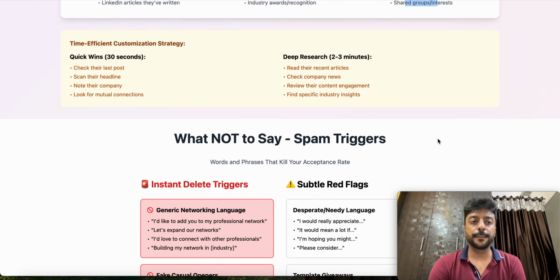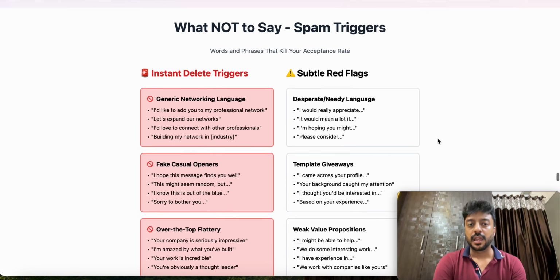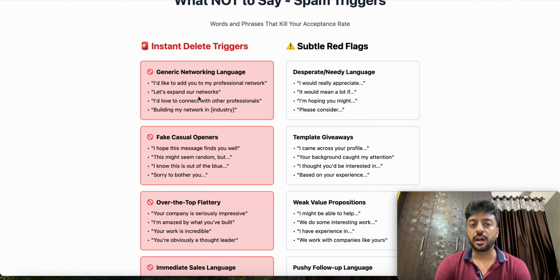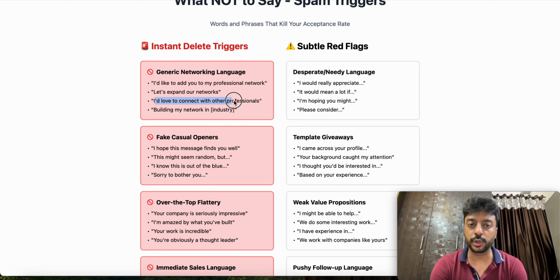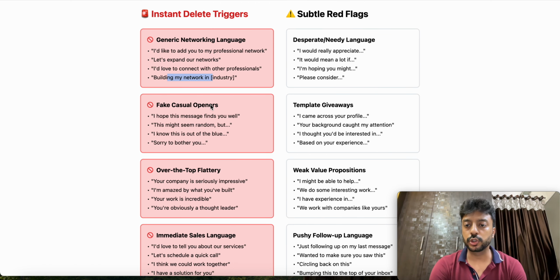So what you need to do is, you don't have to use these triggers. I would like to add you to my professional network. Let's expand our network. I would love to connect with other professionals building my network. Just ignore this part. Don't make use of these opening lines. I hope this message finds you well. Just a waste of time. This might seem random. Obviously, it's random. I don't care. And most of the people use this phrase, so just ignore the phrases that all the people are using.